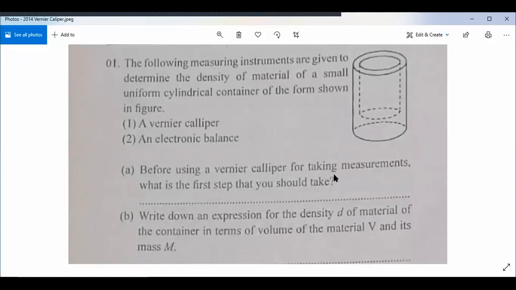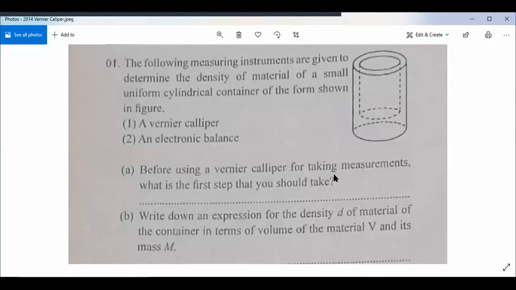Let me read the question. The following measuring instruments are given to determine the density of the material of a small uniform cylindrical container of the form shown in the figure. So what are the things that they have given? Vernier caliper and electronic balance. So we have to find its density.